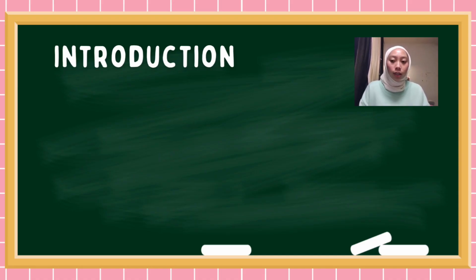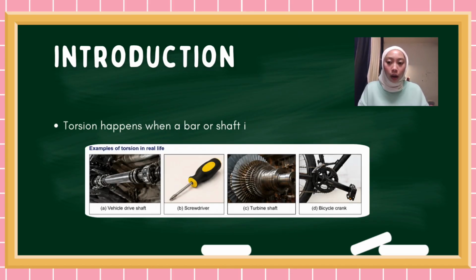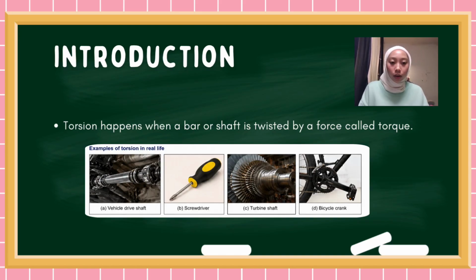So for the introduction, torsion happens when a bar or shaft is twisted by a force called torque. These are examples of torsion in real life. First, we have a vehicle drive shaft. Second, a screwdriver. Third, a turbine shaft. And fourth, a bicycle crank.